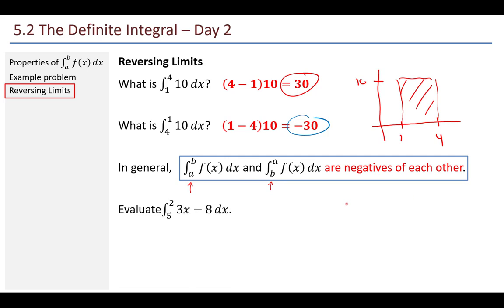So how do I evaluate this definite integral? Well, that's just the negative of the integral from 2 to 5 of 3x minus 8, which we figured out earlier. So that's negative 7.5.